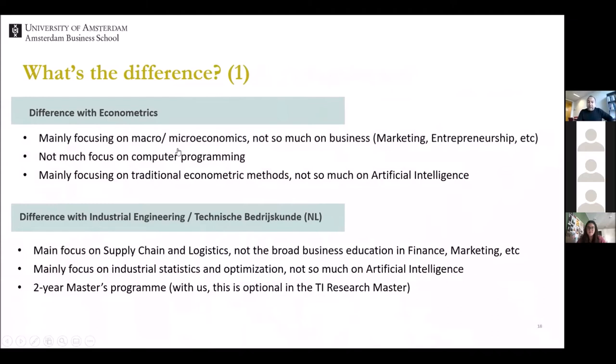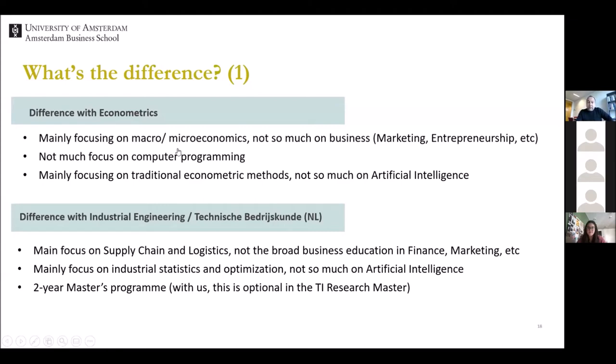Well, let's start with econometrics. It's correct that in our program, you have a very strong background in econometrics. We have good econometrics courses where you learn real econometrics. But econometrics programs focus mainly on micro and macroeconomics, right? But here we have so much focus on business analytics. We also have a course on marketing, HR, entrepreneurship, and finance. Plus, we also have a focus on computer science and programming, which is less of a focus in econometrics programs.